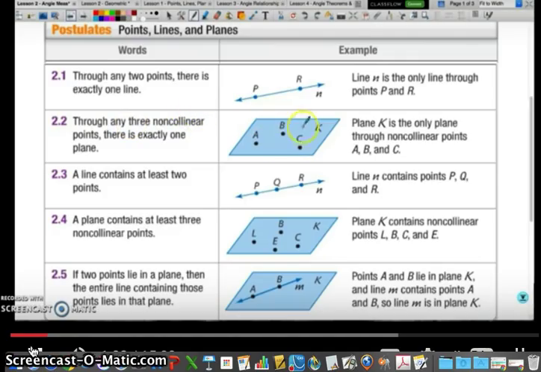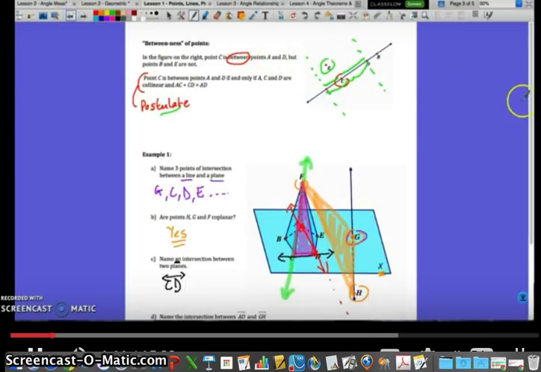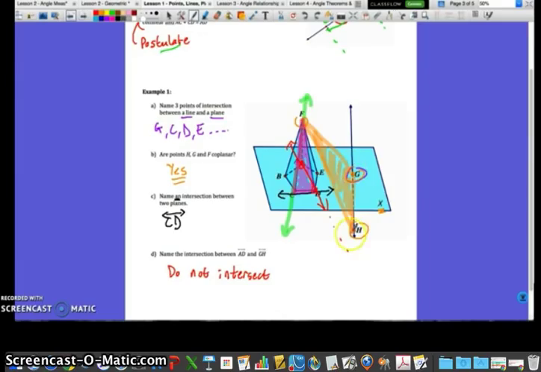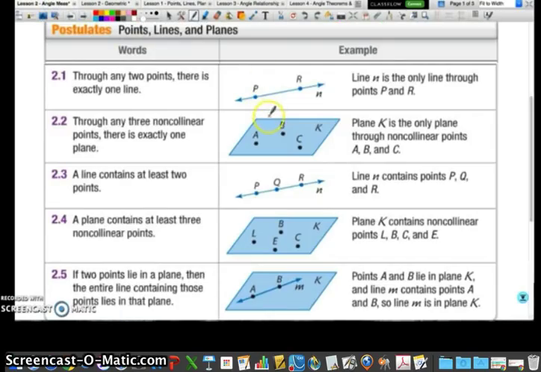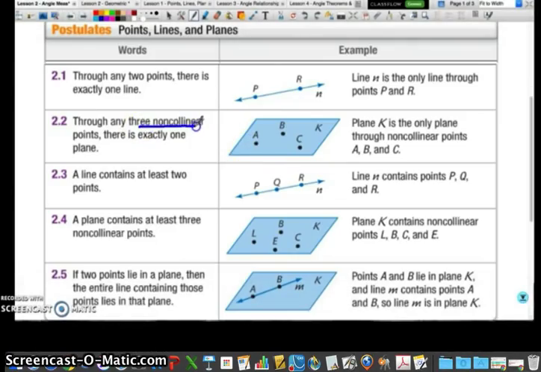And this was actually something that we alluded to in the previous lesson, in one of the examples in the previous lesson. And so let me jump back to that for just a moment and try to remind you. And so this was the example in which we had points F, G, and H, and we were able to establish that there is a plane that passes through those 3 points, and that is affirmed by this postulate that says through any 3 non-collinear points there is exactly 1 plane.